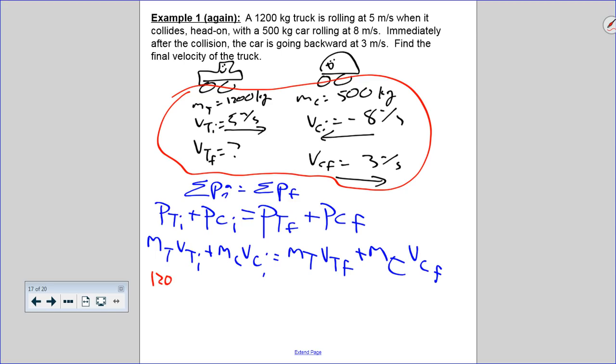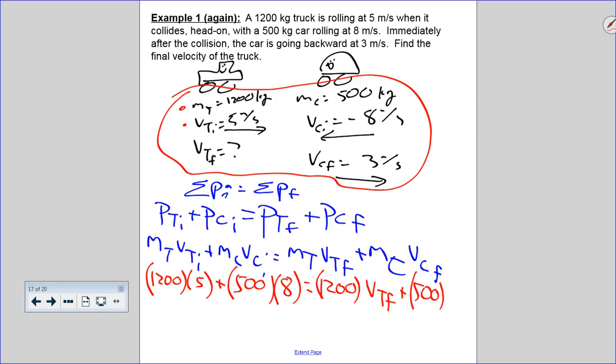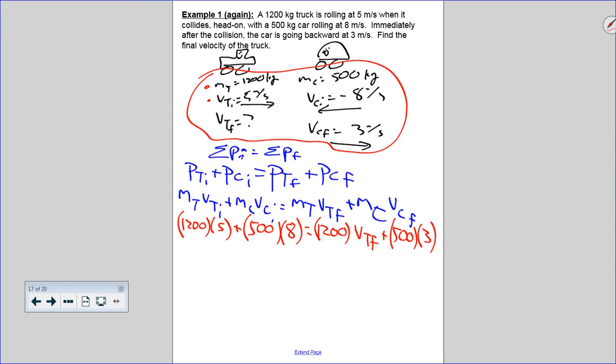You get 1,200 for the mass of the truck times its initial velocity, which is 5, plus the mass of the car, which is 500, times the velocity of the car initially, which is 8, equals the mass of the truck, which is again 1,200, times the thing we're looking for, velocity of the truck final, plus the mass of the car times the final velocity of the car. Okay? And this is literally the exact same thing we just did, except we're doing it in one big long equation. Okay? So 1,200 times 5 is 6,000 kilogram meters a second.